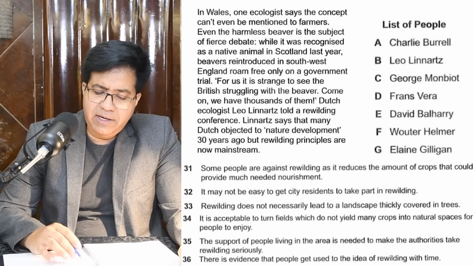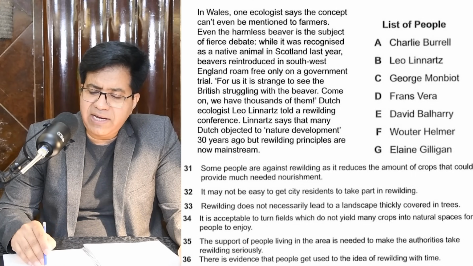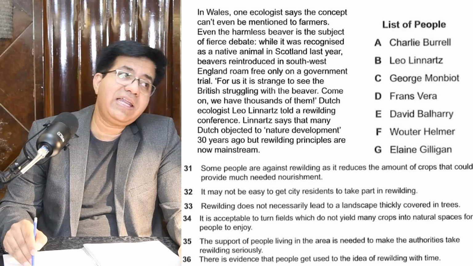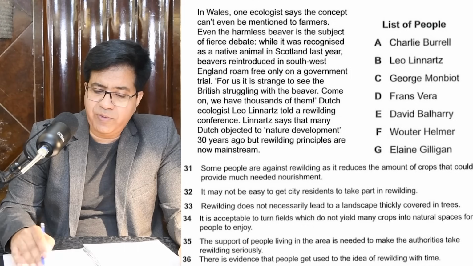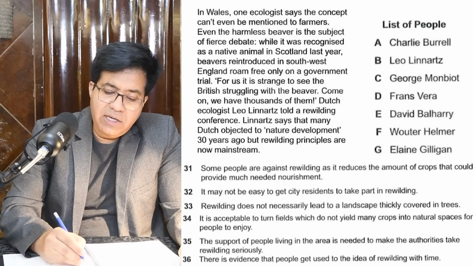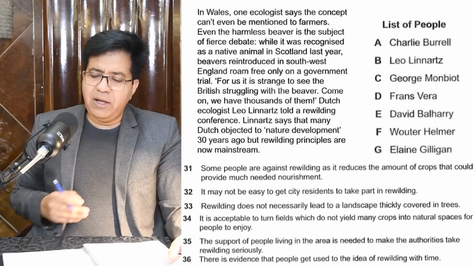Authorities means government. Number 36. There is evidence that people get used to the idea of rewilding with time. With time means 30 years ago they objected and now they are getting used to it. So question number 36, correct answer is B. Now please cross number 36 as well. Number 31 and number 36.